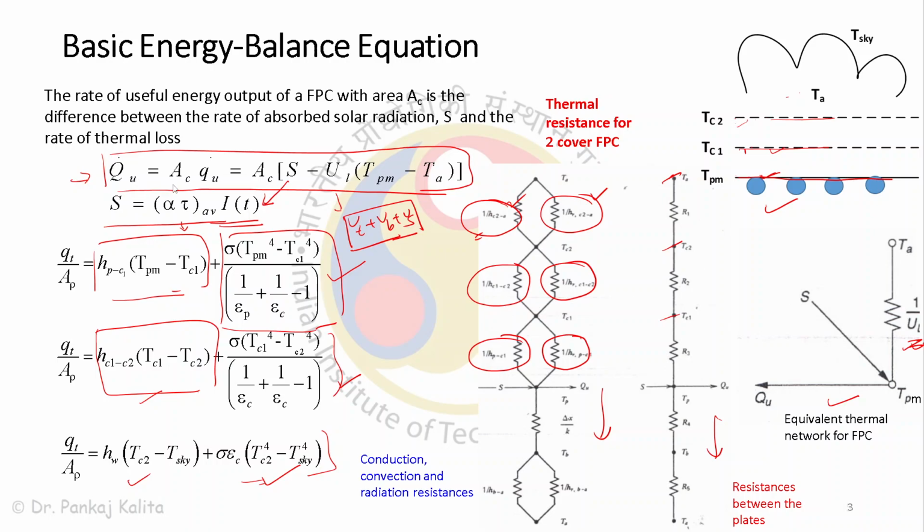So QU, that is energy captured: area of collector into S, that is radiation, into minus UL, that is overall coefficient of loss, UT and B and S, that is some of these, TP, the mean temperature of plate, minus TA, that is T ambient, the air temperature. Okay, so this is how the different formulas are there, and then we have different resistances that cover all these things. So you can use it to draw an equivalent resistance also.